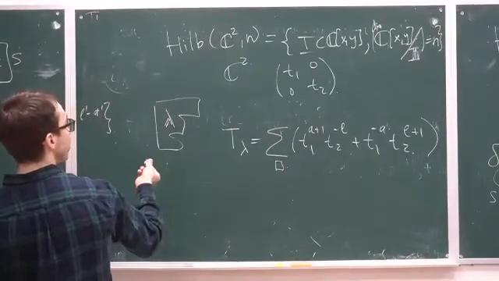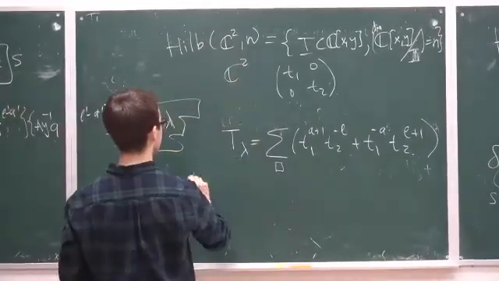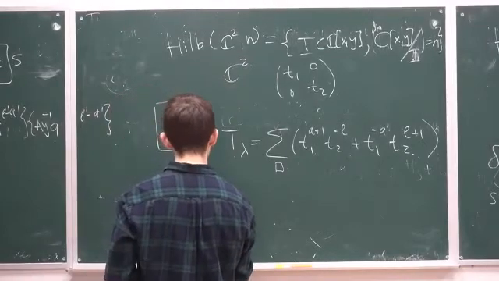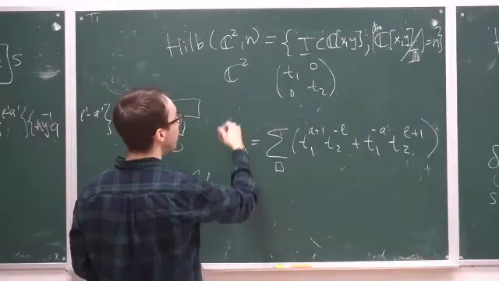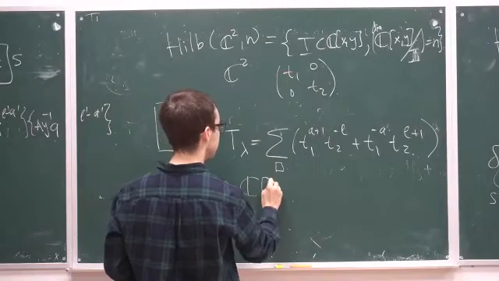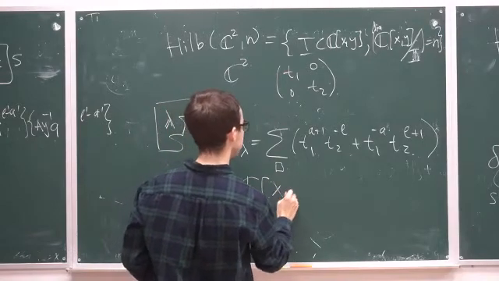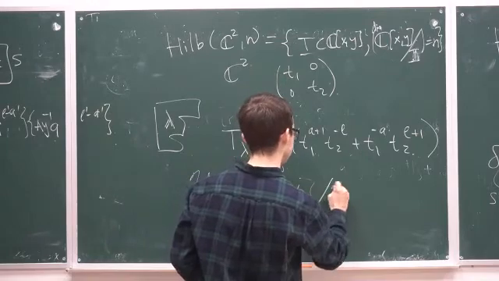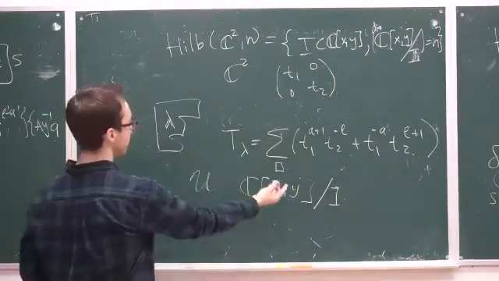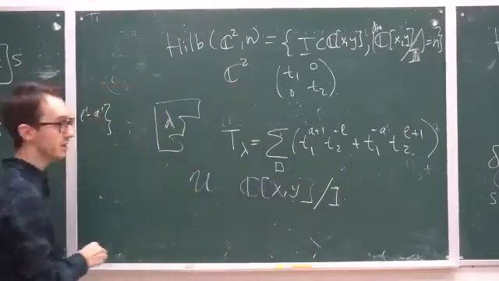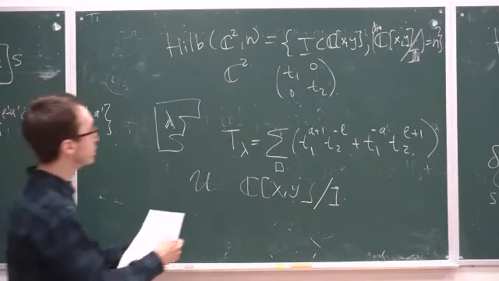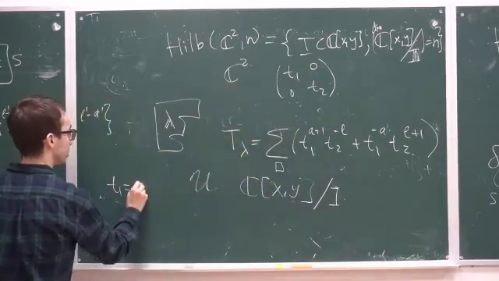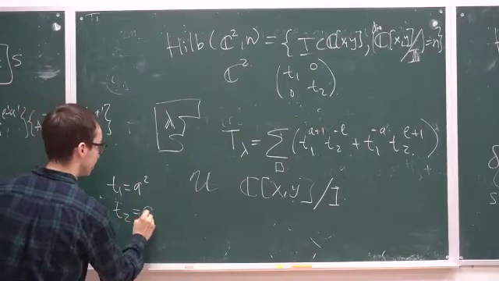And there is also a canonical sheaf. There is a tautological sheaf U, whose fiber at I is the finite dimensional rank n vector space C[x,y] modulo I. This is the space of functions on the corresponding subscheme in C2. And if we look at this formula, for example, we have in the denominator A plus 1 plus 1, it means that we take T1 equals to Q squared and T2 equals to Q minus 2.